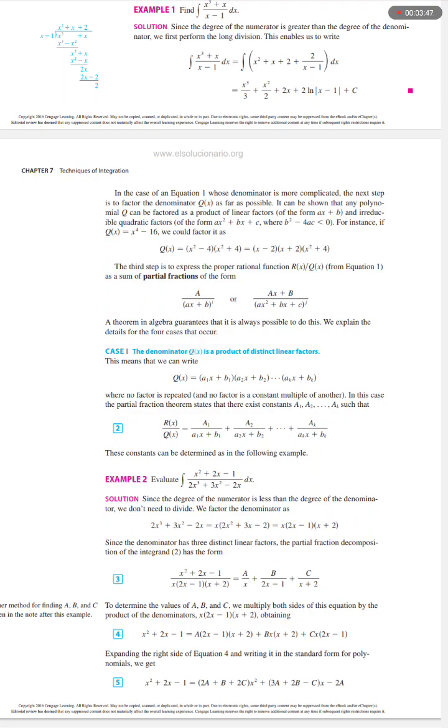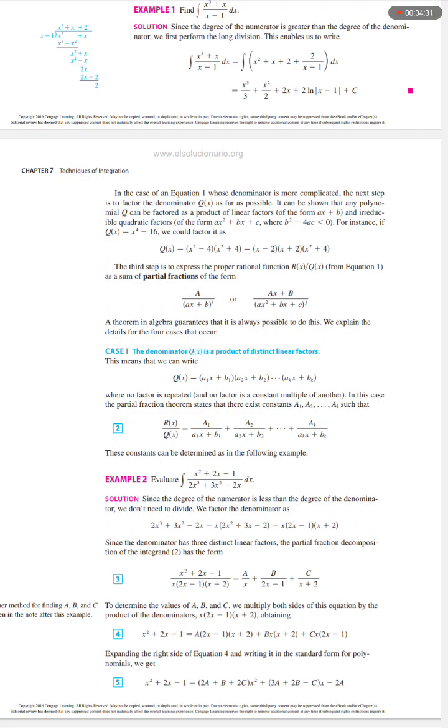Case 1: the denominator Q of x is a product of distinct linear factors. This means that we can write Q of x equals (a sub 1 x plus b sub 1)(a sub 2 x plus b sub 2) ... (a sub k x plus b sub k), where no factor is repeated and no factor is a constant multiple of another.